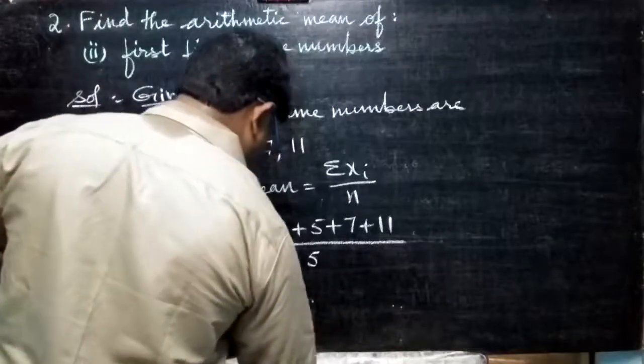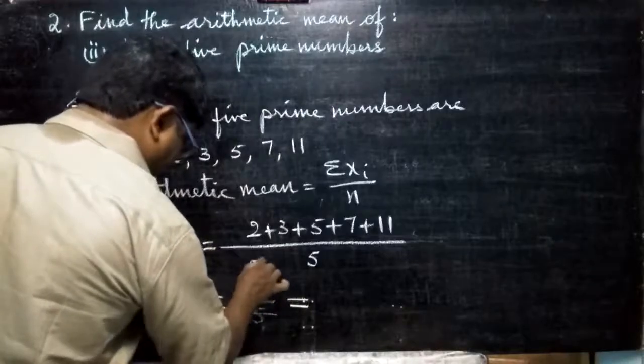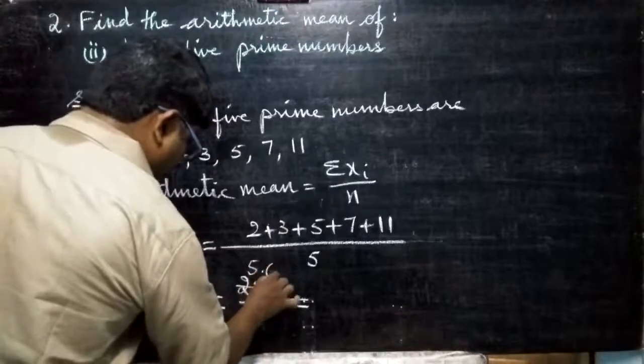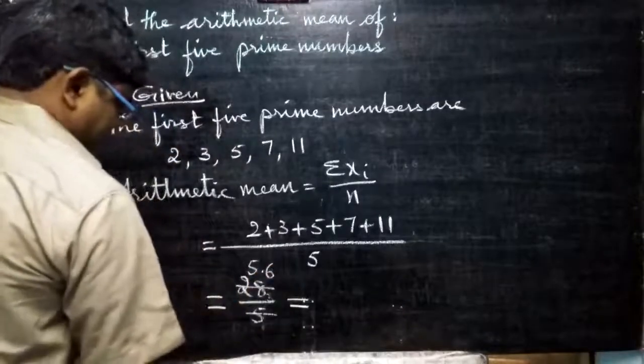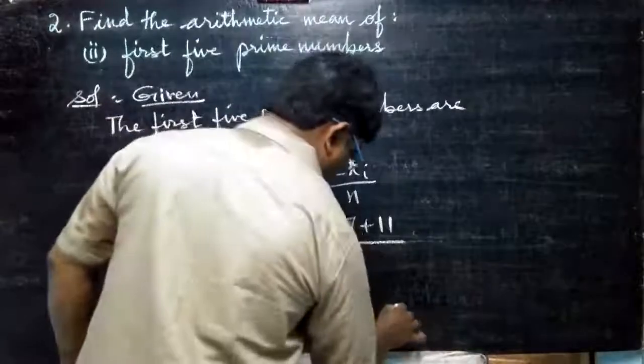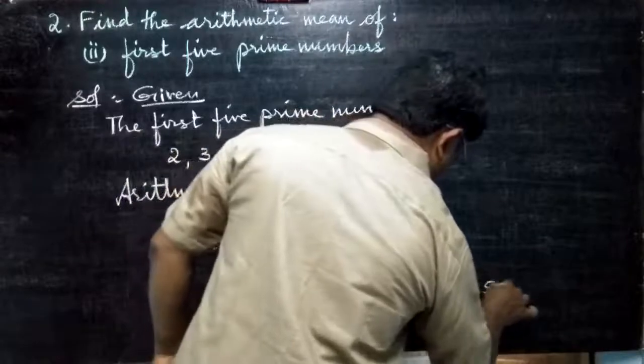You see, 5 5s are 25, decimal, 3 remaining, 0 6 times, so 5.6. Therefore, mean is equal to 5.6.